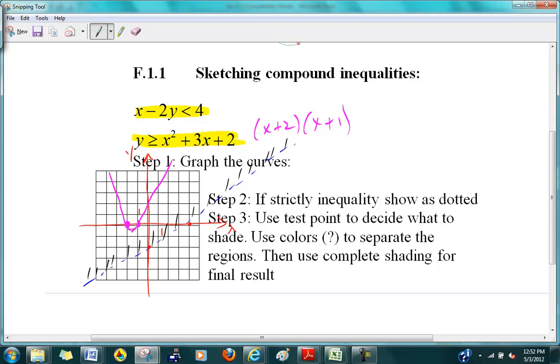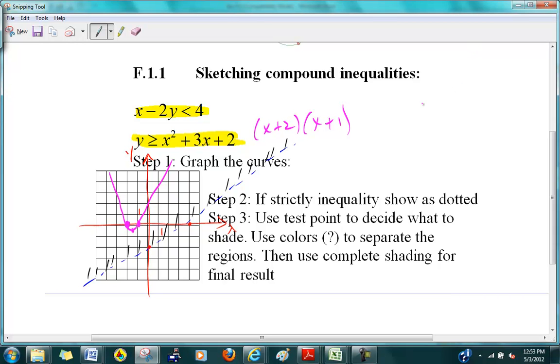You should really get this vertex down. You should get the y value of the vertex because that's going to change the shading. How do you get the y coordinate of the vertex? Well, don't you get the x coordinate first? What's the x coordinate of the vertex in a quadratic? Anybody? It's the average of the two. That's one way, but does anybody remember the formula? Negative b over 2a. So it's going to be in between negative 1 and negative 2.